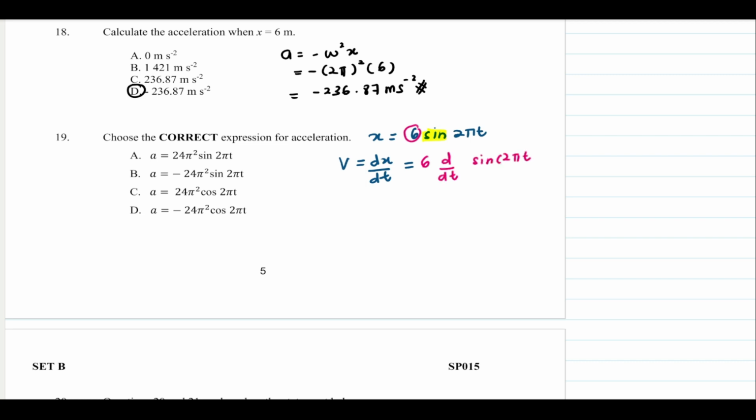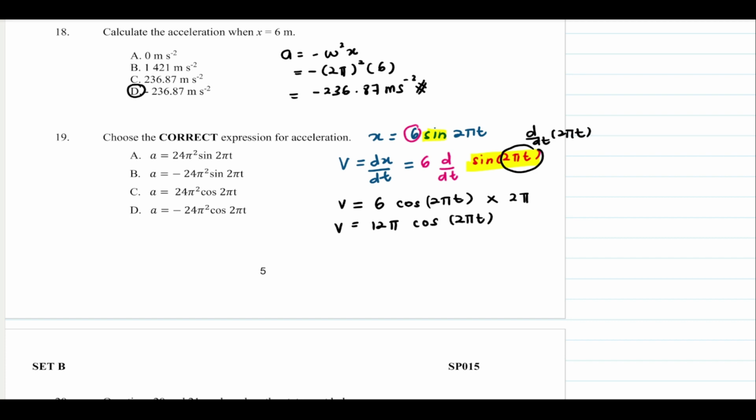Siapa tak pandai differentiate lagi mesti practice. So sekarang differentiate sin, you need to differentiate the whole thing. Sin akan jadi cos, and then you need to differentiate again yang kat dalam ni. d/dt 2 pi t. So, you akan dapat V awak 6, sin akan jadi cos 2 pi t, darab differentiate d/dt 2 pi t akan dapat 2 pi. So V you akan dapat 12 pi cos 2 pi t. Tapi soalan bukan nak expression V. So kita nak cari A.